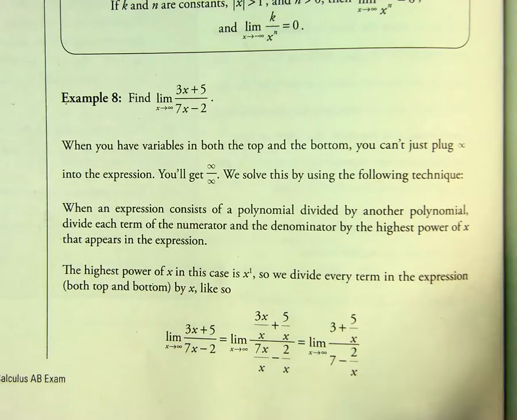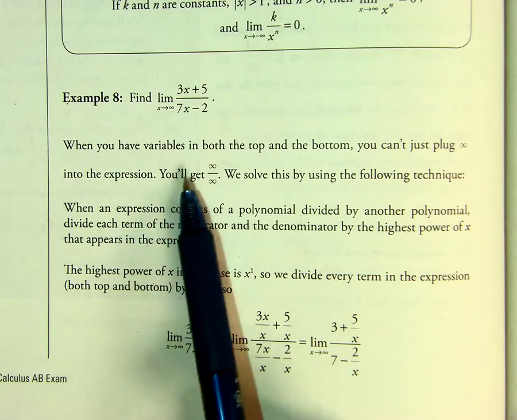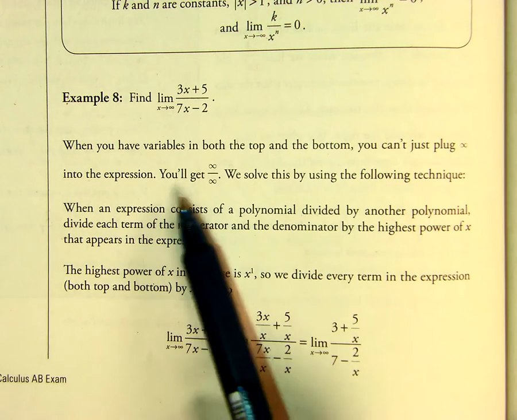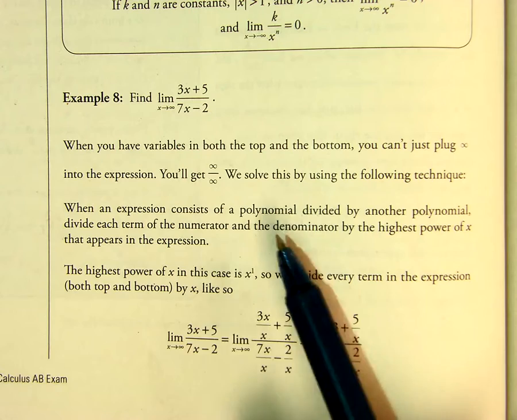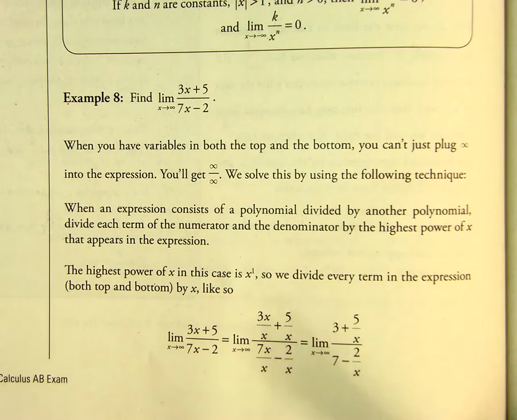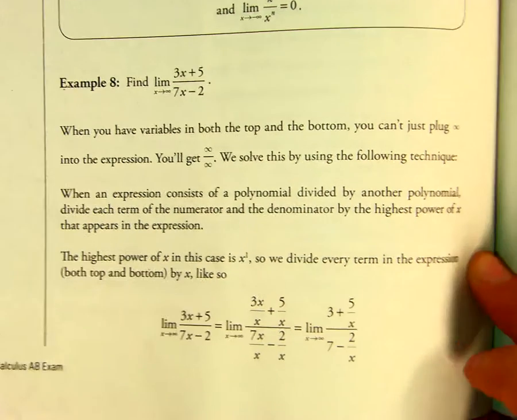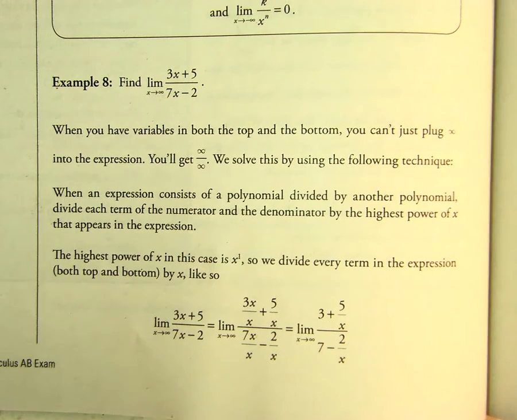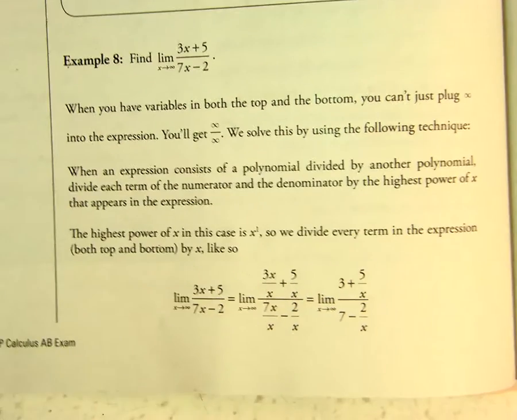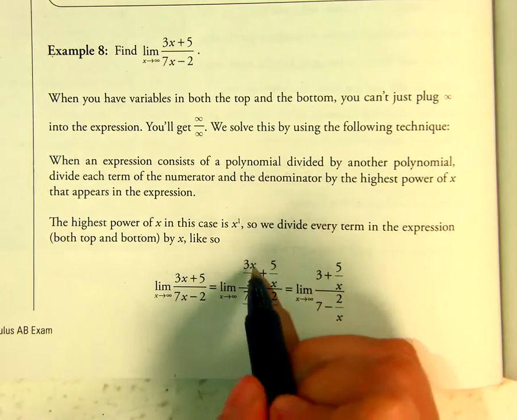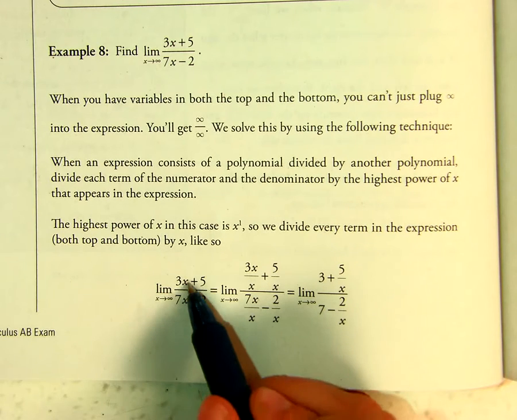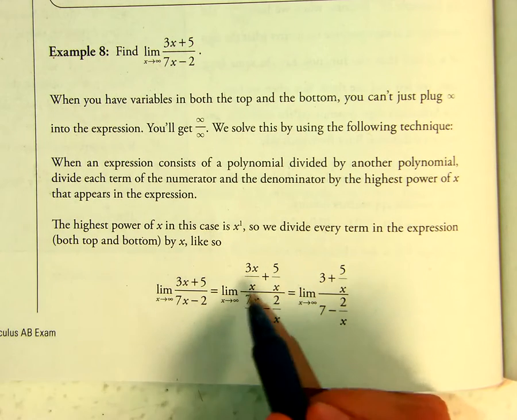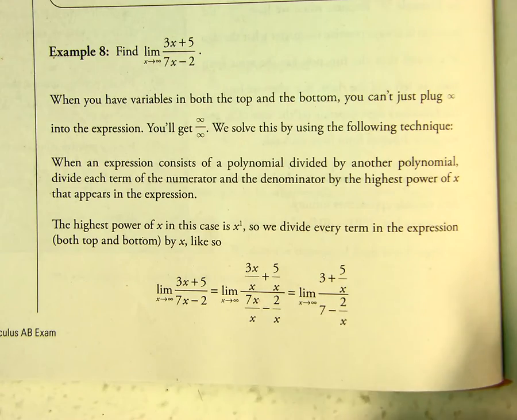So, this actually gives you a little bit of text, so I'm just going to read it. When you have variables in both the top and bottom, you can't just plug in infinity into the expression. You'll get infinity over infinity. So, we're going to do a technique, okay? We're going to take the smallest exponent that we see anywhere in the function, okay? It could be on the top, it could be on the bottom. And we're going to divide every single term by it. So, the smallest exponent is an x to the 1. So, I'm going to take and divide that into everything.